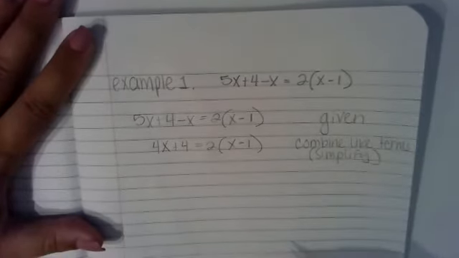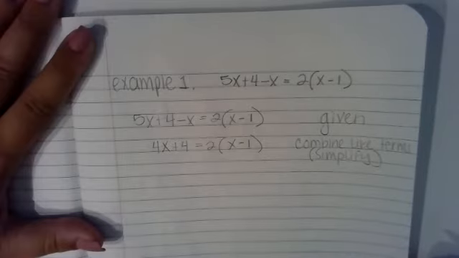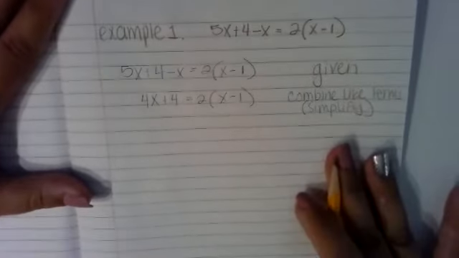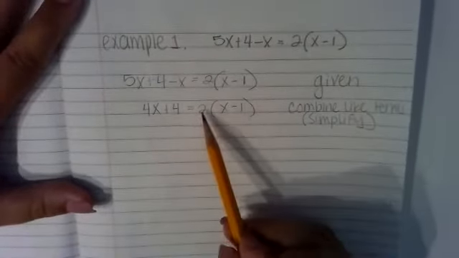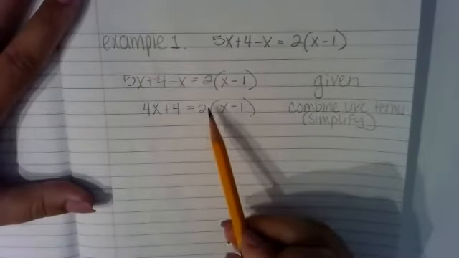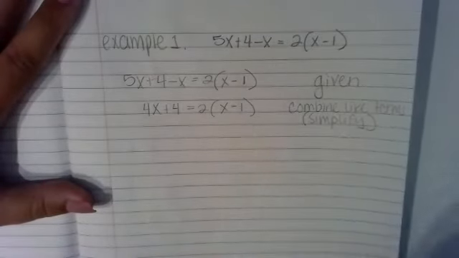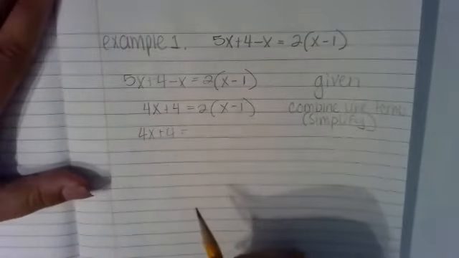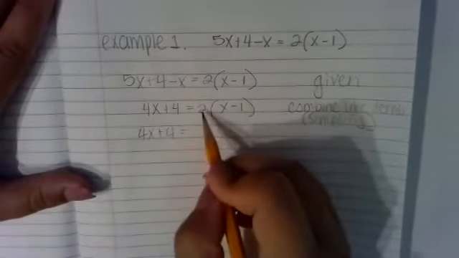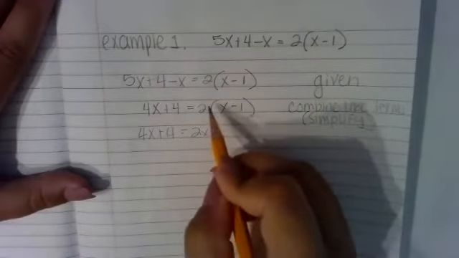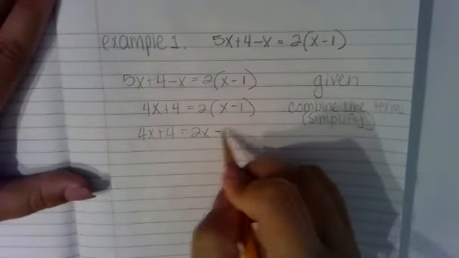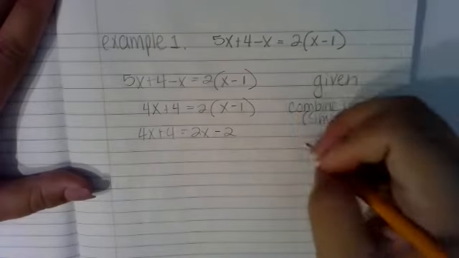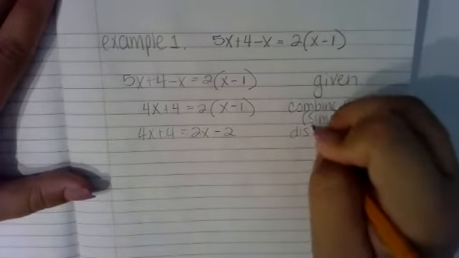Now I'm going to look again for the next action that I want to do. And again, this is another simplification. I'm going to want to distribute this 2. The 2 is touching the parentheses, so it means to multiply. So I have 4x plus 4. I'm just rewriting that because I'm not changing it. 2 times x makes 2x, and 2 times negative 1 makes negative 2. And this was distribute.